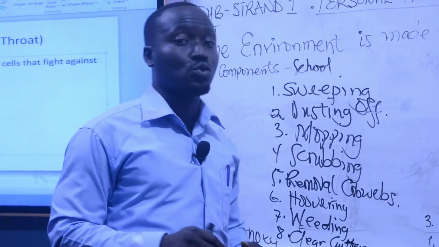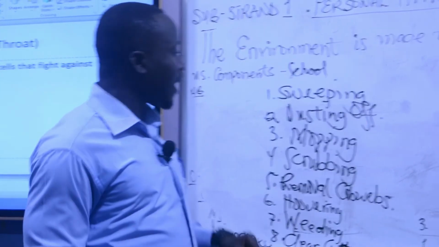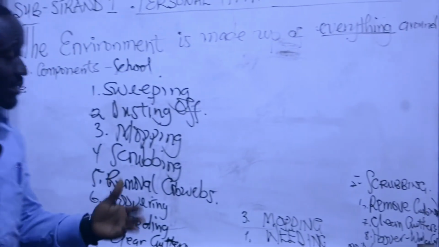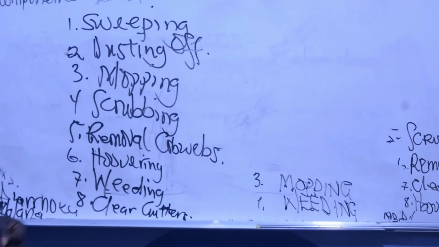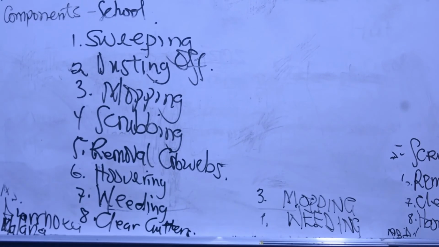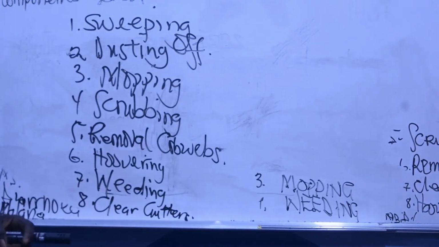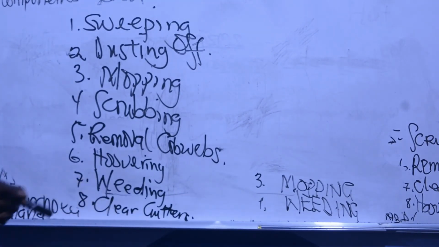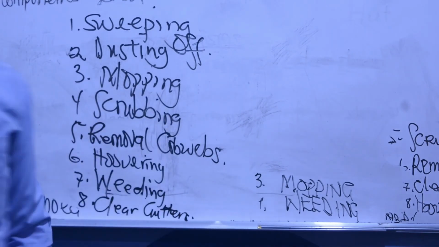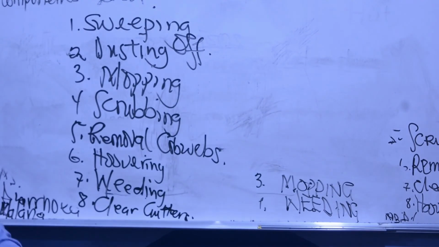So the best way is to make sure you sweep your environment, you dust off the surfaces, you do your mopping regularly, you do your scrubbing, try as much as possible to remove cobwebs, and then you make sure that you use the hoover to clear all those places you cannot reach with your broom, and the woolen carpet, and also do your weeding and clearing of the bushes around you. Then that's a nice way and a sure way of avoiding a dirty or unhygienic environment.